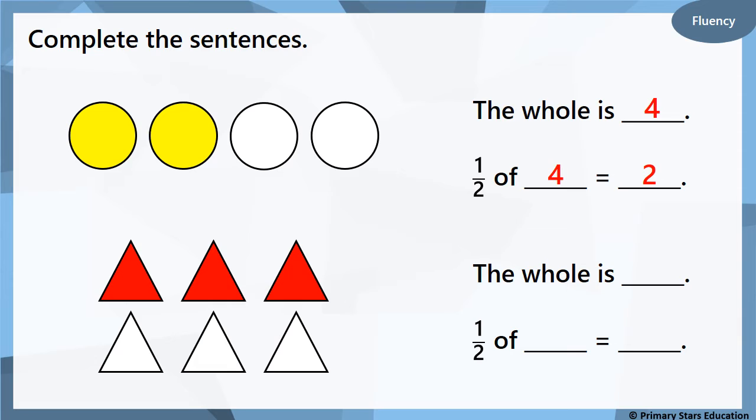Now I've got some triangles. There's 6 altogether, so the whole number is 6. 3 of them are red and 3 of them are white. So half of 6 is 3.